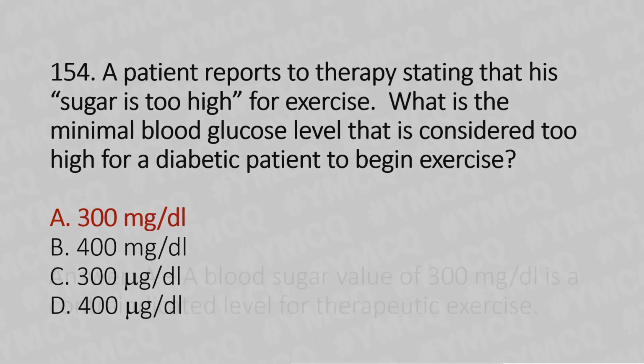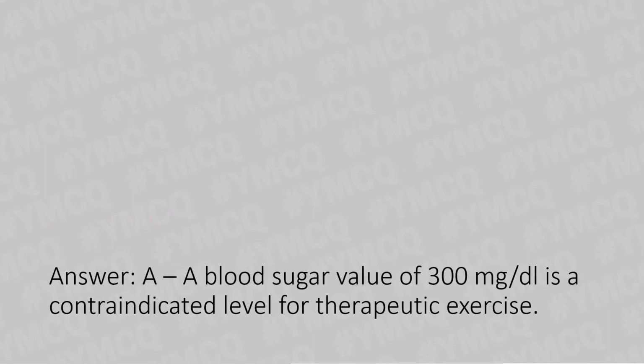Explanation to this question is a blood sugar value of 300 mg per deciliter is a contraindicated level for therapeutic exercise.